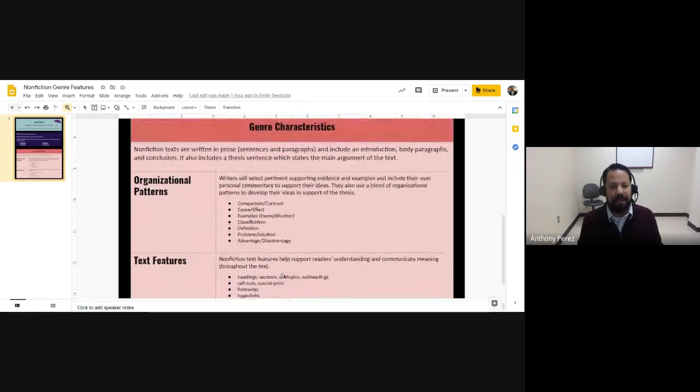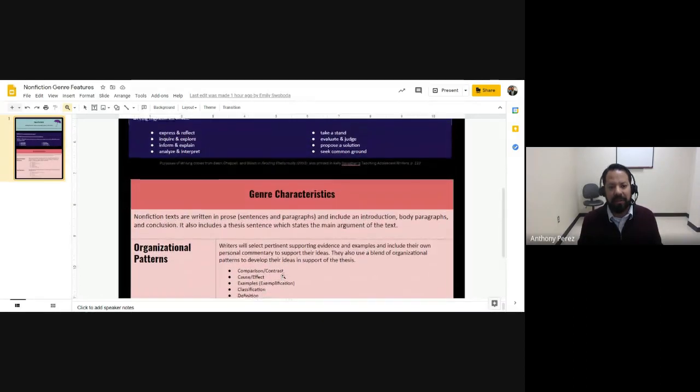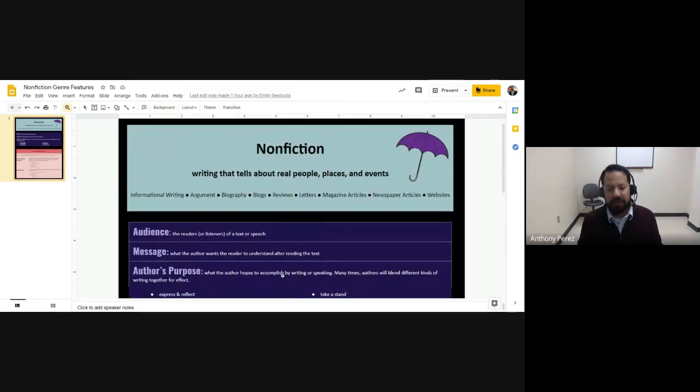Okay, so that's a quick drive-by of the nonfiction genre and its genre features. And hopefully you guys read some nonfiction that you really like this year. And then you find some new interests of yours going forward. And I hope this helps you also with your assignments and work and learning of nonfiction genre.